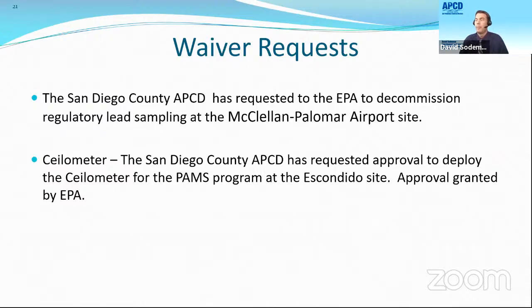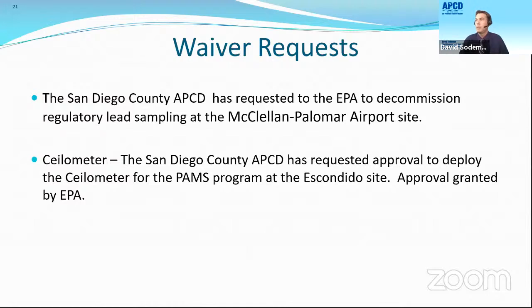As part of the ozone precursor program, the district is required to operate a salometer at the PAMS location, which is at the Lexington Elementary School in El Cajon. This instrument measures the height of clouds.